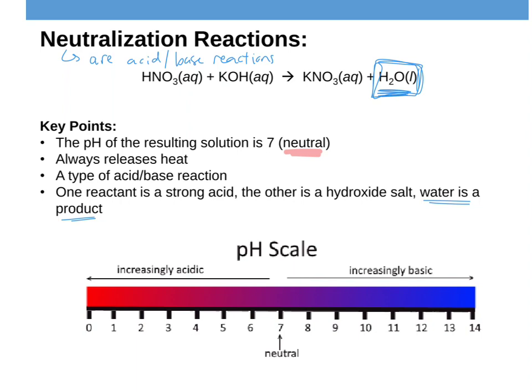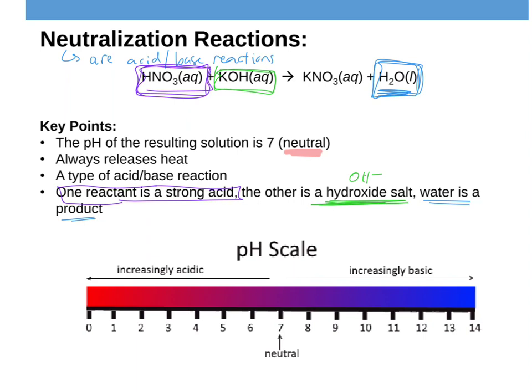We are looking for one reactant being a hydroxide salt, so it needs to have something with hydroxide in it, OH minus, which we do. In this case we have potassium hydroxide, but it could be sodium hydroxide or lithium hydroxide or something like that. And then the other reactant needs to be a strong acid. In this case, I have nitric acid, which is in fact a strong acid.